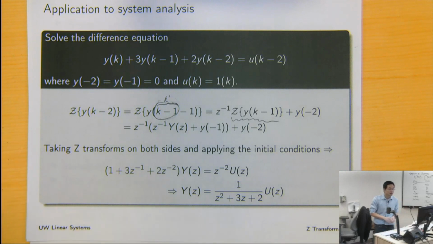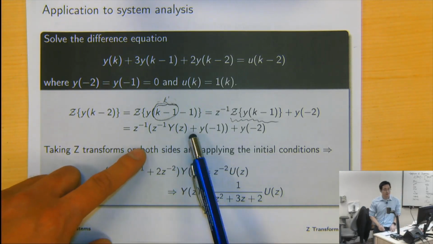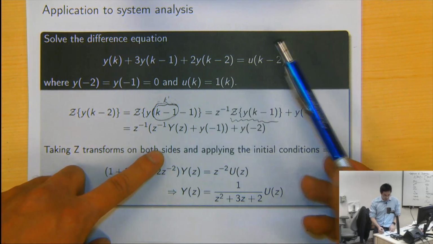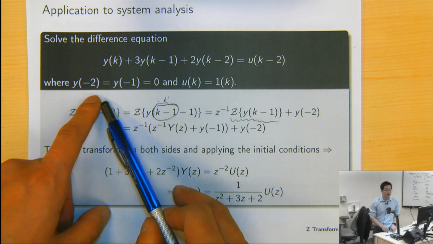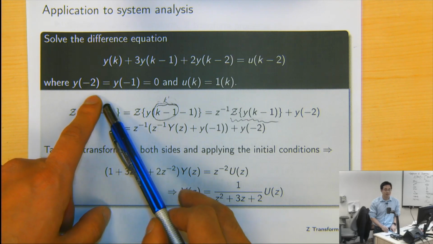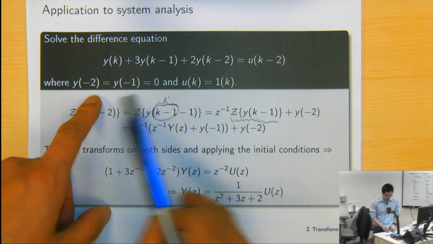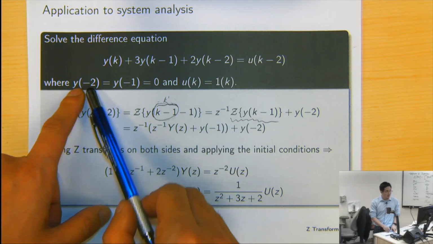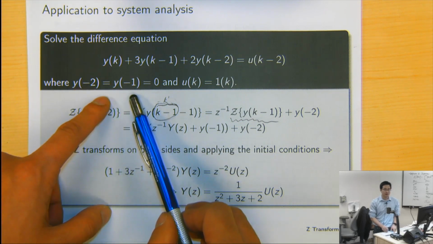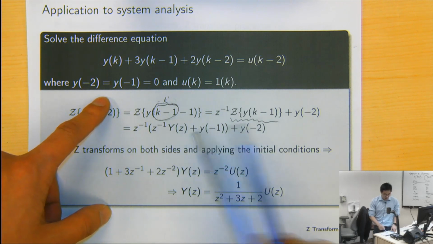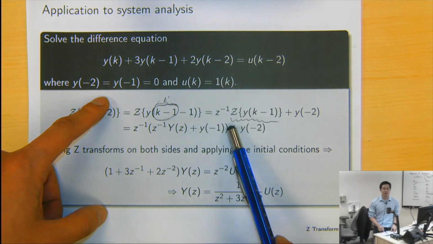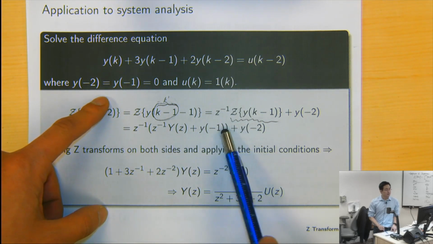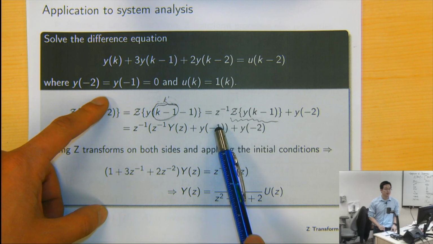Now, in practice, here's the good news. Although this looks a little bit tedious, in practice, remember what we talked about. We are only concerned with signals that are 0 when time is negative. So for all these sequences, y minus 1, y minus 2 is 0. In practice, these are going to go away. We usually don't need to worry about them too much unless specifically the problem asks you to do so.